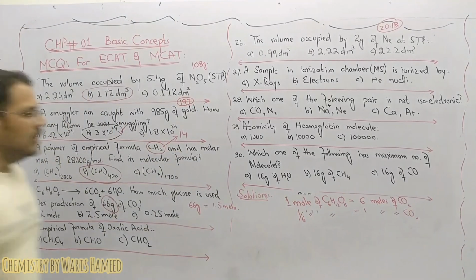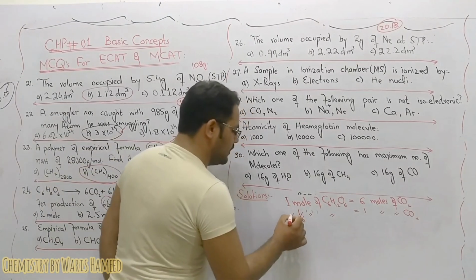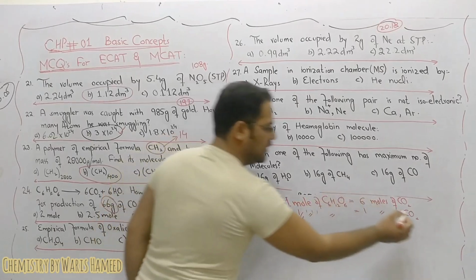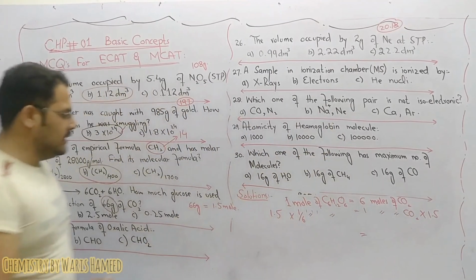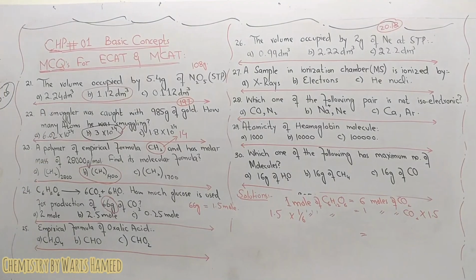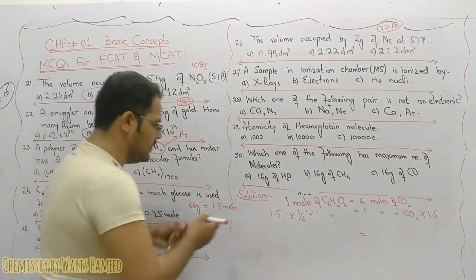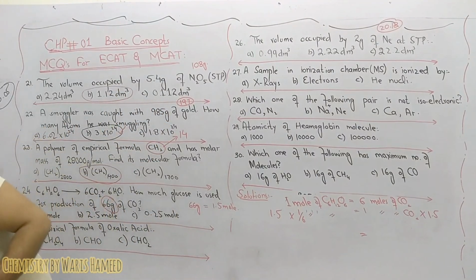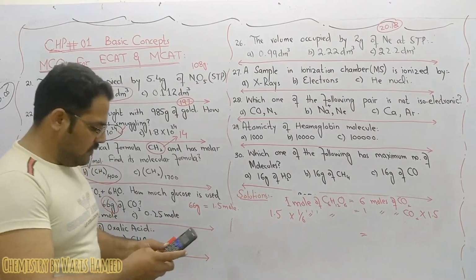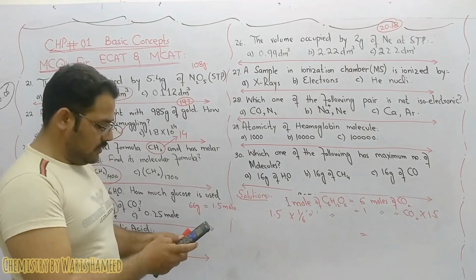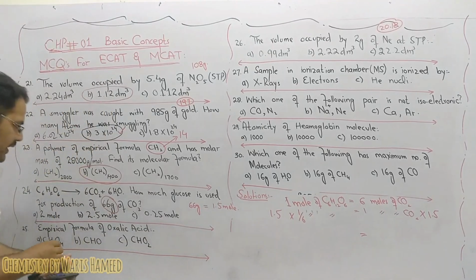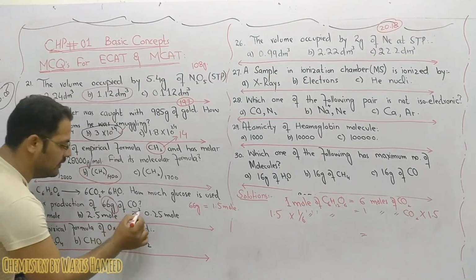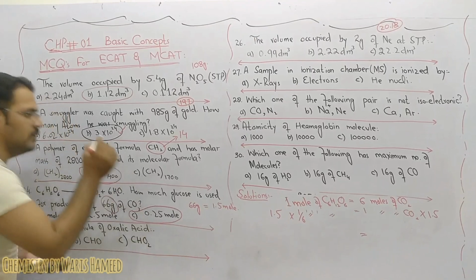1.5 mole. Then we have to multiply 1.5 mole with both sides of the equation, and we will gain the answer. And it is equal to 1.5 divided by 6, and it is equal to 0.25 mole. This will be correct.